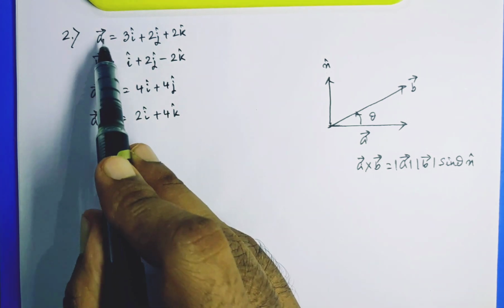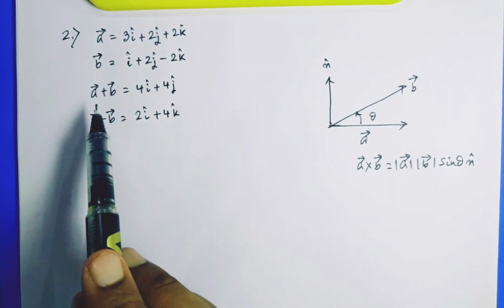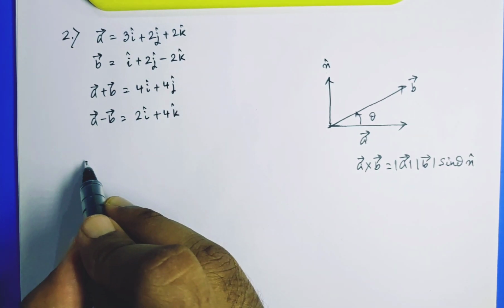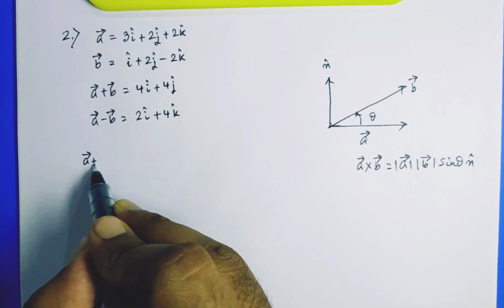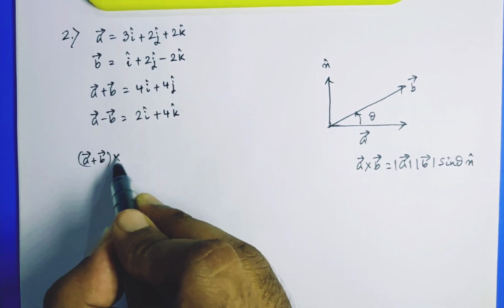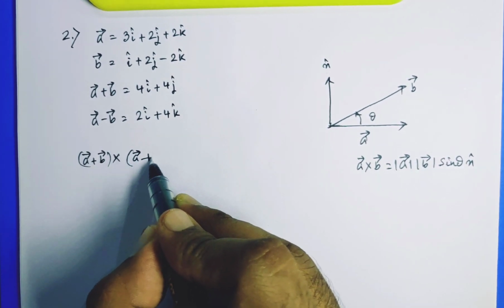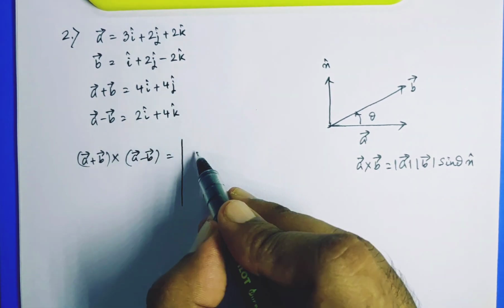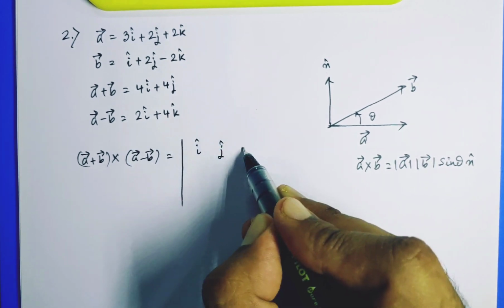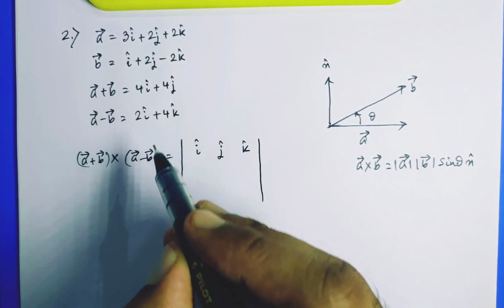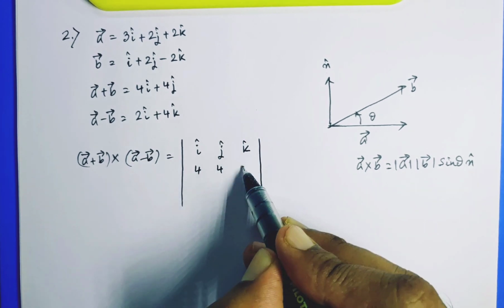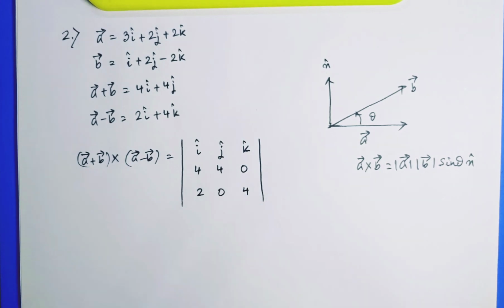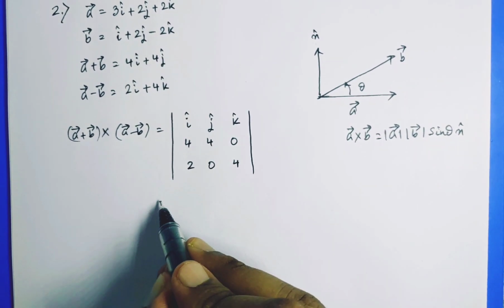Now one thing, I will not do the cross product of a and b, I will do the cross product of a plus b and a minus b. So let's do it. So a plus b vector cross a minus b vector is equal to, how much is it? We have already done this one. i cap, j cap, k cap. What are the coefficients? 4, 4, 0. Now we have 2, 0, 4. Clear?